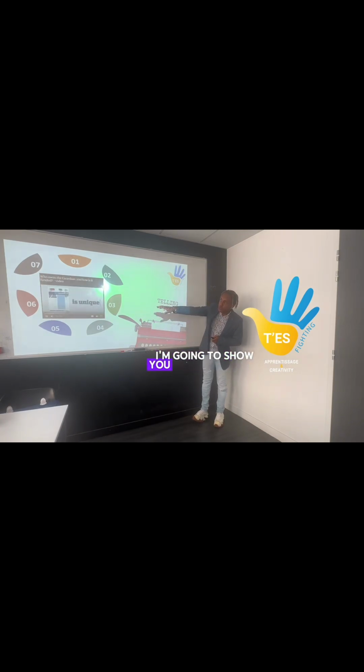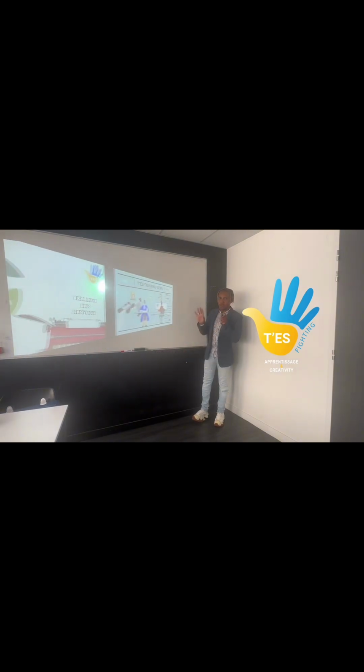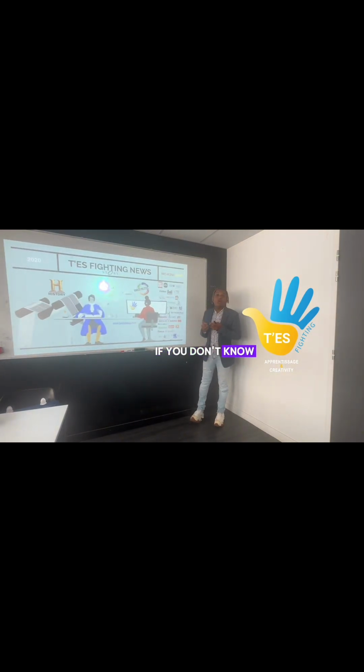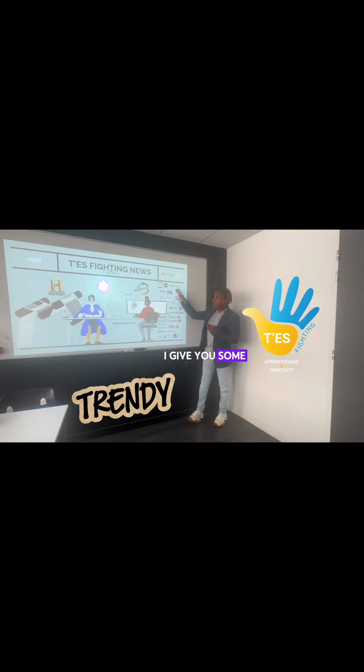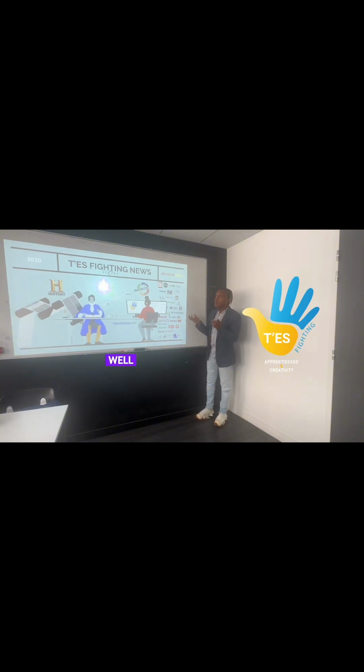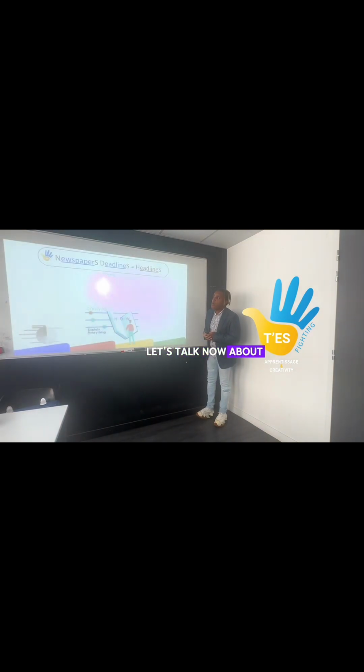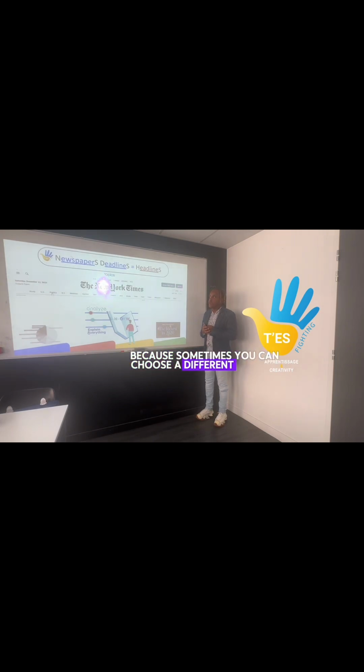I'm going to show you a different part. Let's start. If you don't know how to choose a newspaper, I give you some different types of well-known and famous newspapers, and I also put some news channels, so you can select the ones that you want, like Forbes or maybe The Guardian, the New York Times, the ones that you like. Let's talk now about the different types of headlines, because sometimes you can choose a different subject.